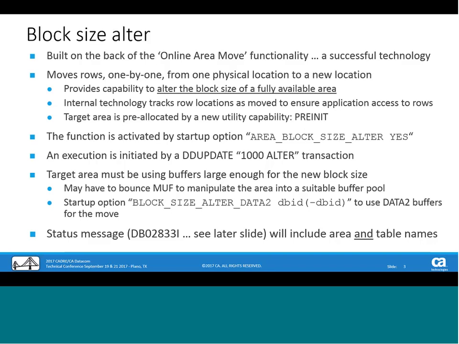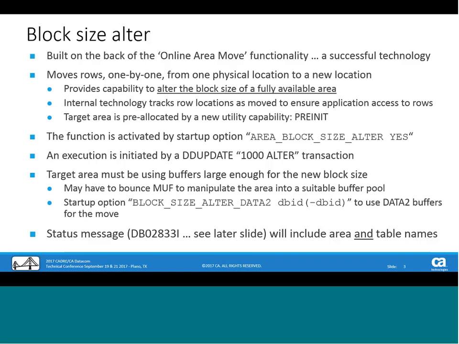The internal technology I refer to tracks where each individual row is as they're moved. So when an application comes in to look at the area you're moving, this technology knows where the current row you're looking for is, and it can go straight to that location. It's either in the old area or the new area. Datacom knows where it is. As with a lot of these new technologies, you have to pre-allocate a new area with something called a PreInit, and we'll have a look at a couple of examples of that.